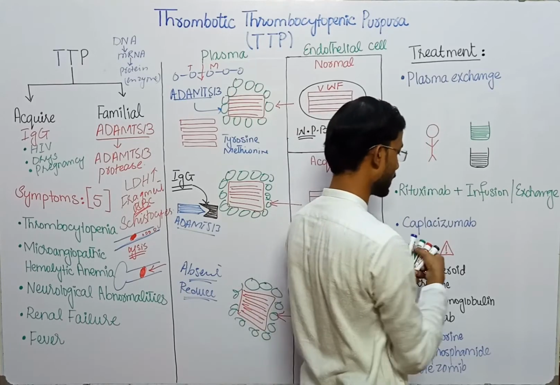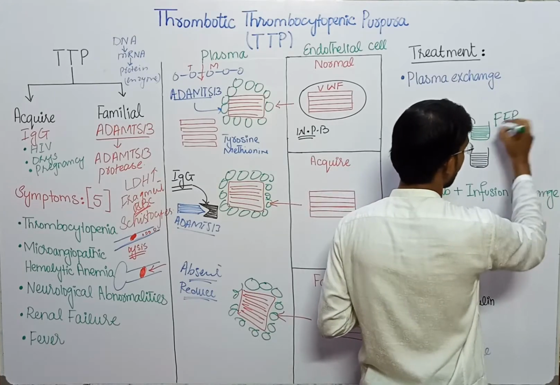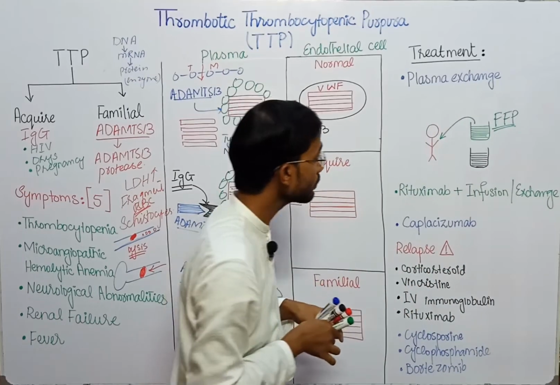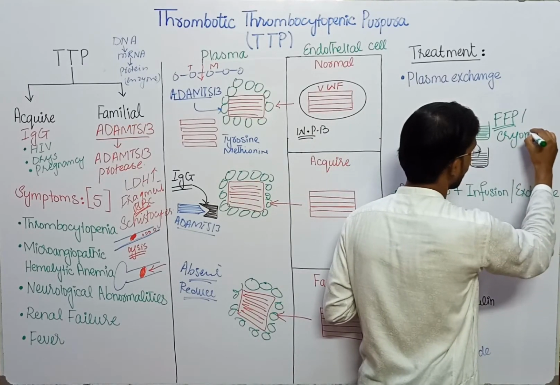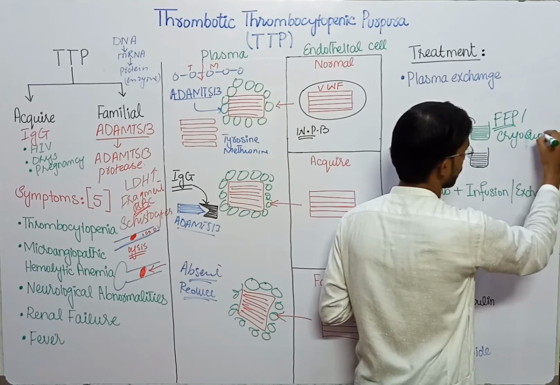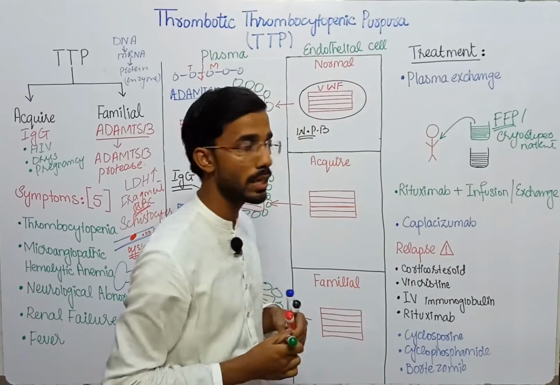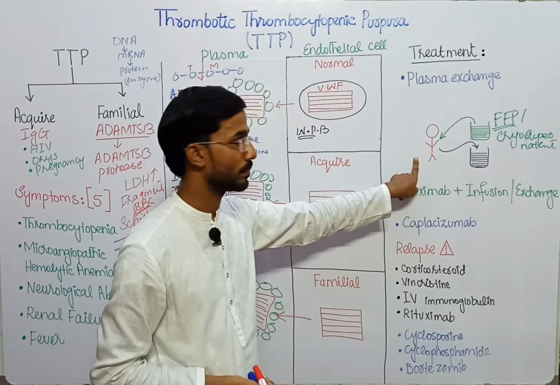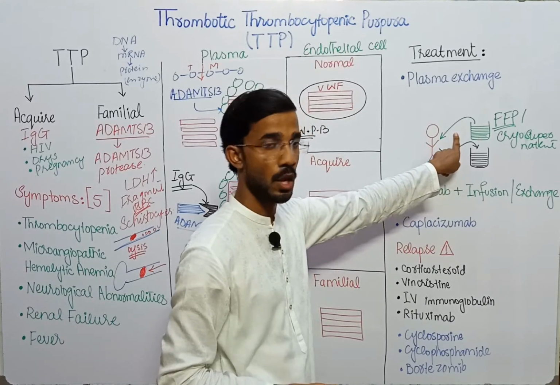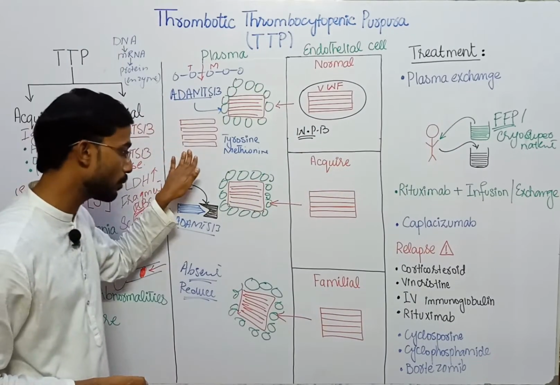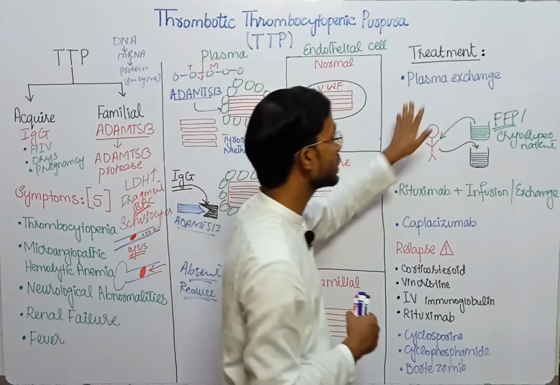Here you can see this is the person, and here you can see this is the FFP, fresh frozen plasma. In fresh frozen plasma, or you can say cryo supernatant, we give this to the patient and remove the patient's plasma. It means we exchange the patient's plasma with normal plasma. So it will be helpful in the removal of the antibodies and the entrance of the protease enzyme. So this is the plasma exchange.